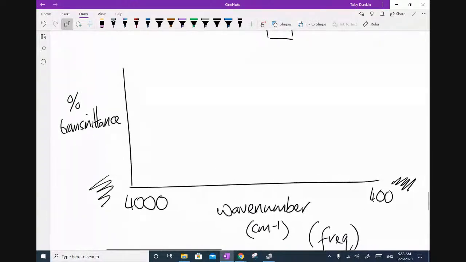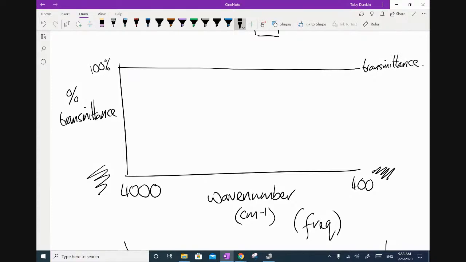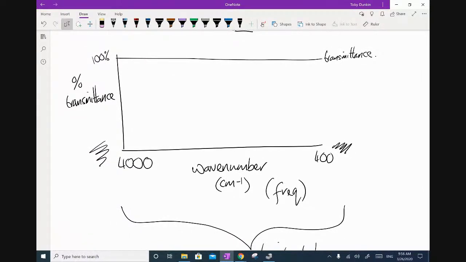Okay, so they do love this graph. Now what this means is, if you put the cuvette in empty, what graph do I see? That is 100% transmittance. Nothing has been absorbed. What a bizarre thing this is. You'd expect it to just be down here, but it isn't.